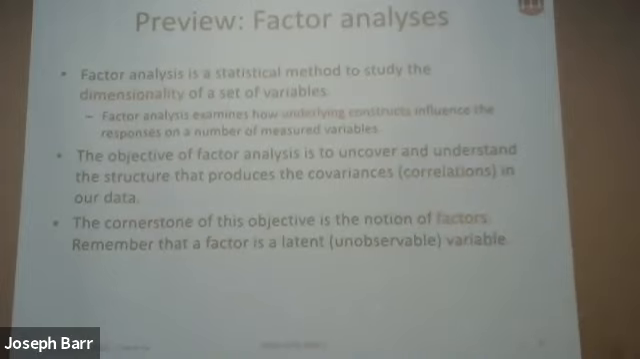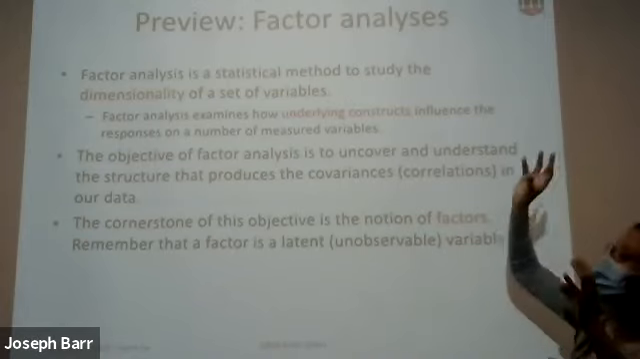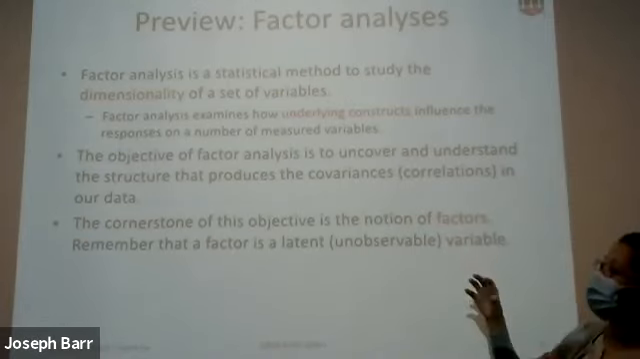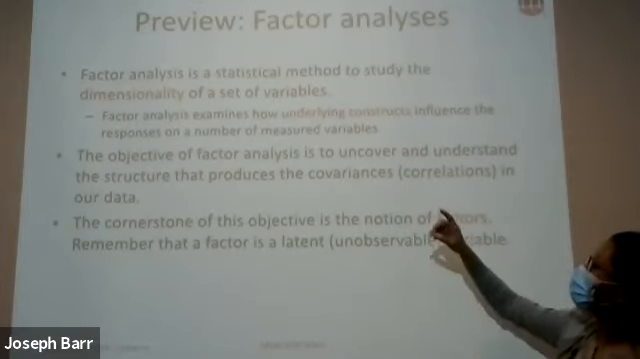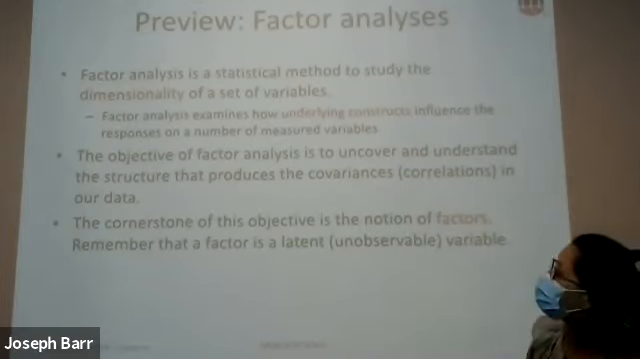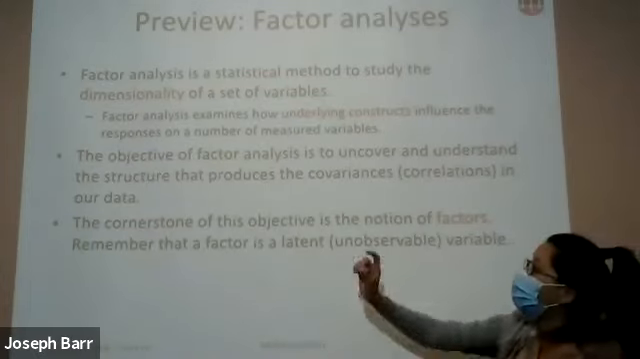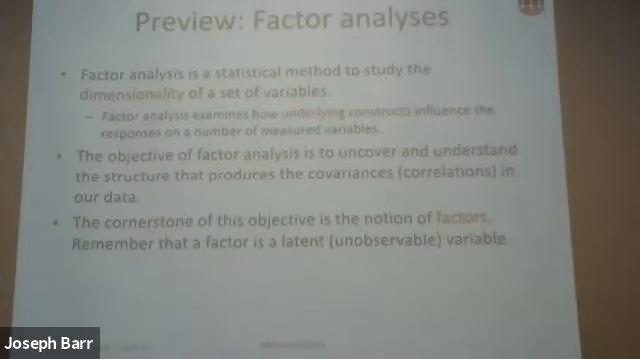So we're going to look at the relationship of the underlying latent variables, or constructs, or factors. And we can also use some other variables to explain those relationships. So why do we have this kind of analysis? So the objective of factor analysis is trying to uncover and understand the structure that produces a covariation in our data. So we have the latent structure, we also have the observed part, and we're going to look at the underlying structure. We're going to involve a very important concept called factor.